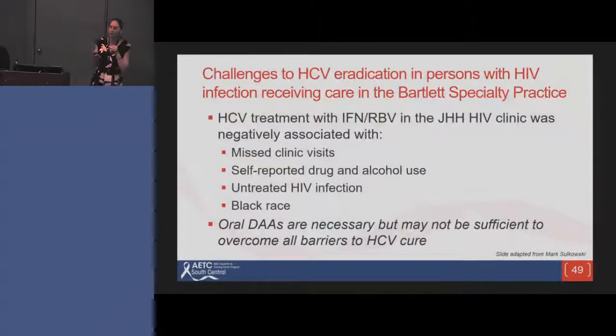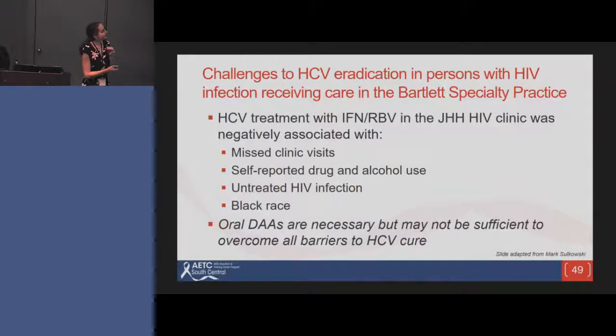So we haven't had a huge volume of people treated with hepatitis C. I queried some other investigators as far as what are the barriers that they see to people with HIV infection who are coming in for hepatitis C treatment. And these are some of the key factors.